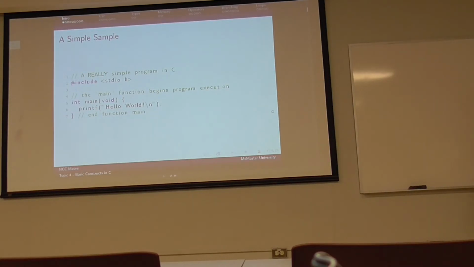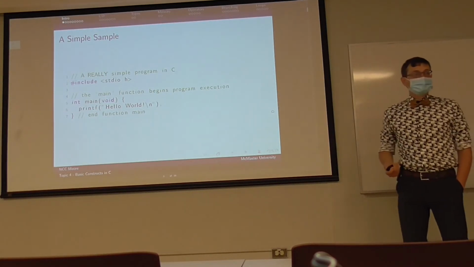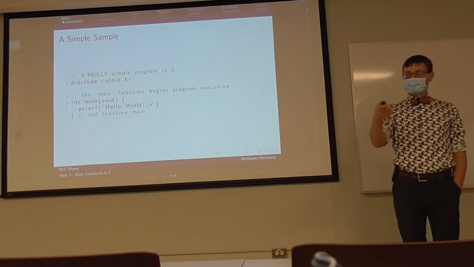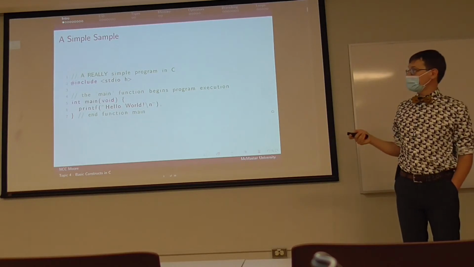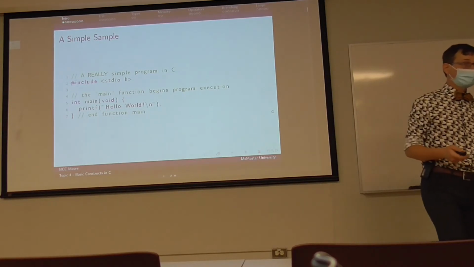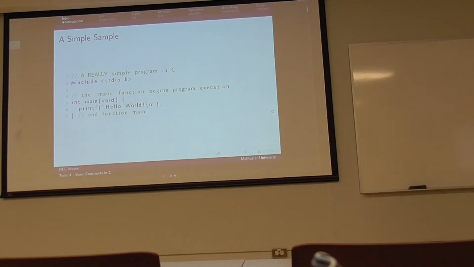Can anybody tell me what they are? The comments? The comments exist, yes. In C, comments are indicated by double forward slash. The main function has void as an argument. Yes, main is given void as an argument. There's no return statement. Very good. These are the 3 differences.